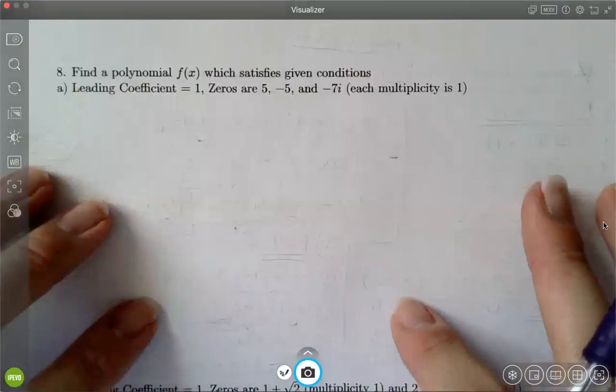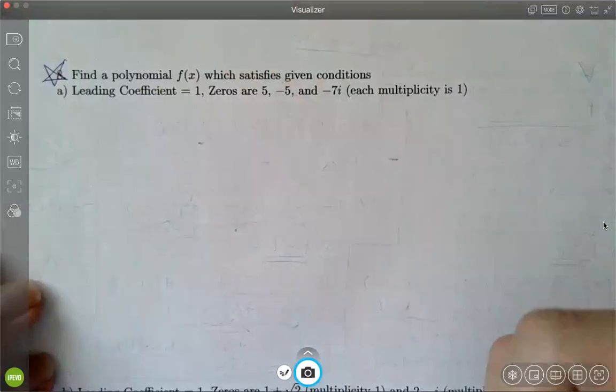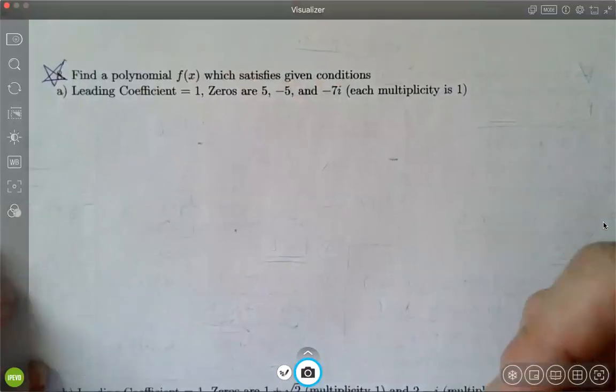Okay, so now find a polynomial f of x which satisfies the given conditions. Part A, leading coefficient is 1. Zeros are 5, -5, and -7i. Each multiplicity is 1. Okay, so now if you thought problem number 7 was technical and the most difficult one within the section, this one will be the ultimate problem, especially part B, and you'll see why.